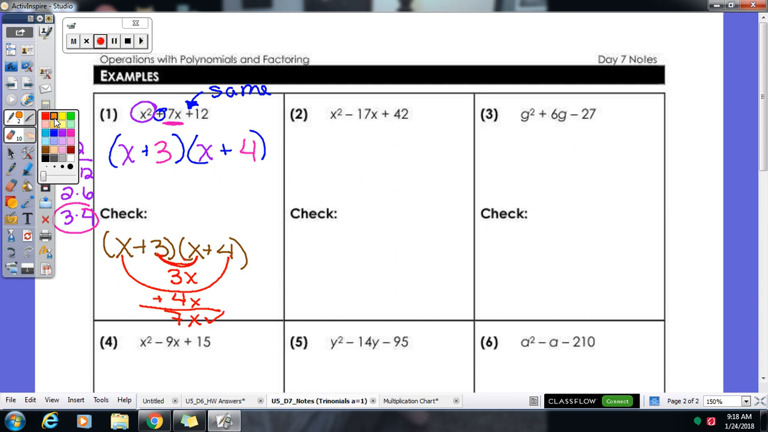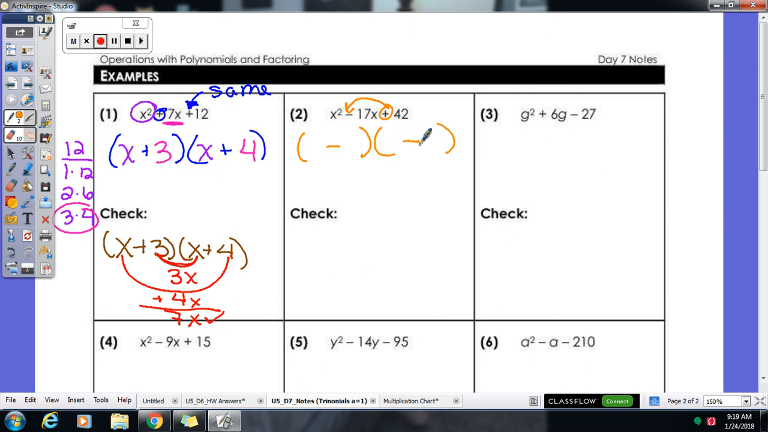All right, let's try the second one. I have a trinomial, so I'm going to set up 2 sets of parentheses. Our last sign there is a positive, so does that mean our signs are going to be the same or different when we factor? Yep, this means same. This means they're both negatives. I'm going to put my minus signs in there.